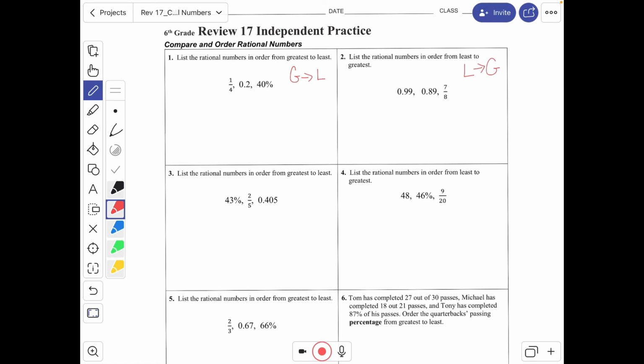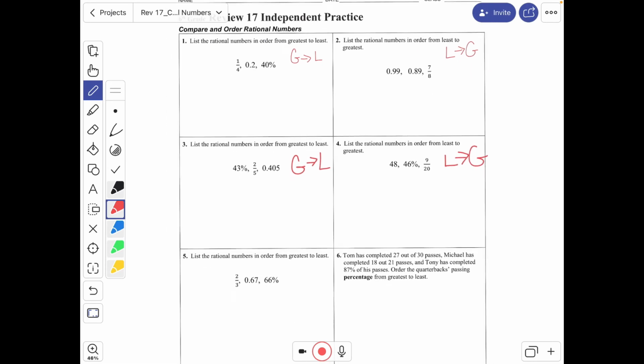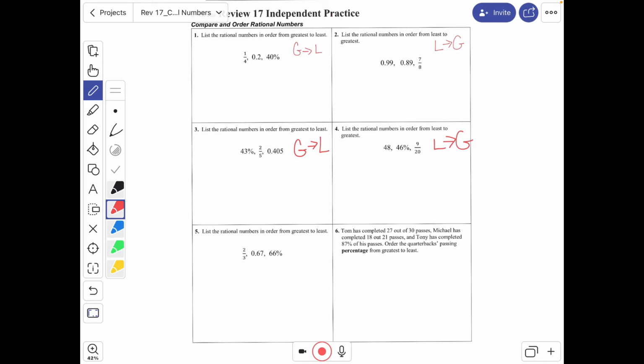And then number 3, list the rational numbers in order from greatest to least. So again, greatest to least. Number 4, list them in order from least to greatest. Make sure you go in the right direction because it'll be wrong if you mix those up. And number 5 is greatest to least.